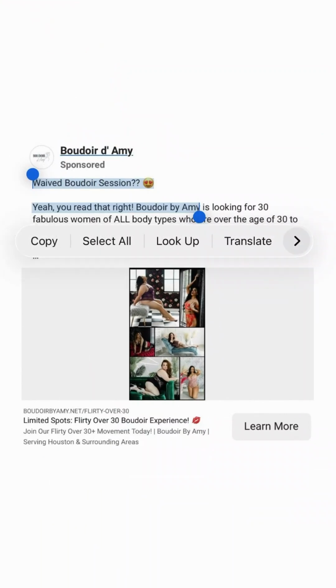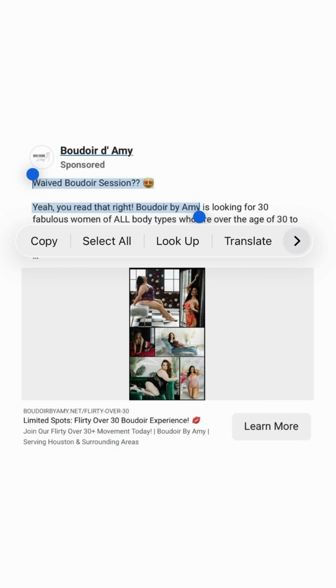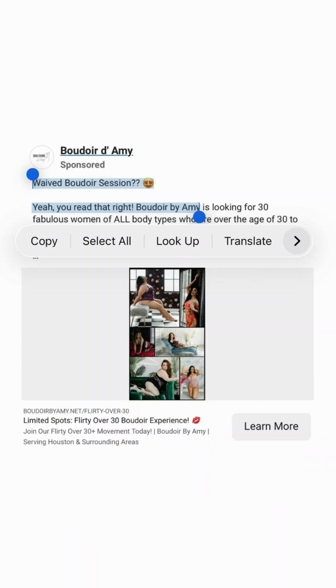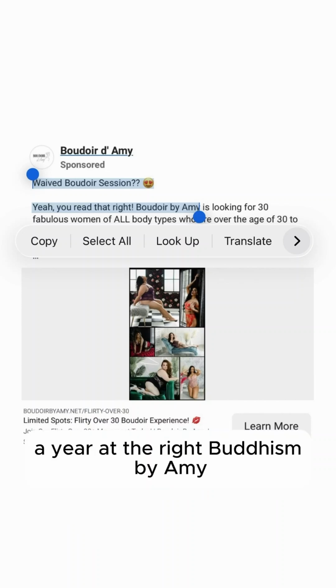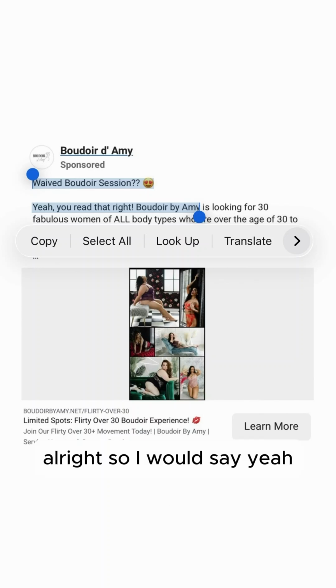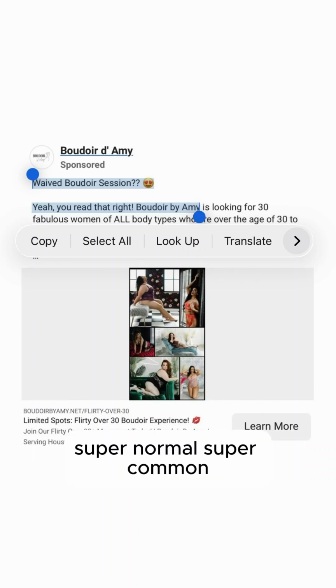All right. Next, we'll look at the see more headline, first 2 3/4 lines, Facebook newsfeed mobile. So let's see what we've got. We got Wave Boudoir session. Hey, you're the right, Boudoir by Amy. All right, so I would say this one has the lack of context mistake. Again, super normal, super common.